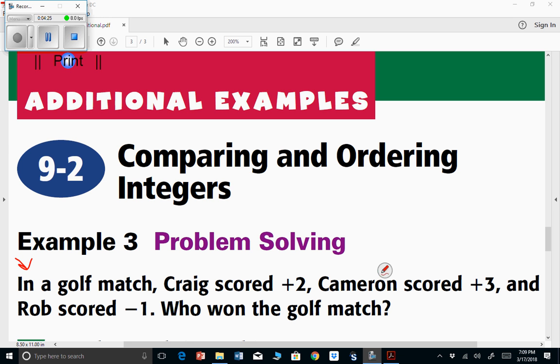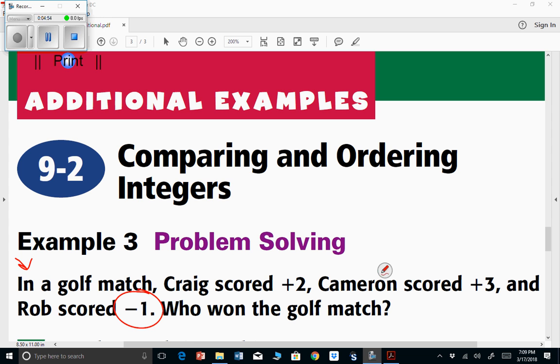In golf, you want to have the fewest strokes to get the ball in the hole. If you have 0, that means you scored par. Par means the number of strokes expected for finishing the golf course. So in this case, the negative number is the winner because this person used 1 less than par strokes.